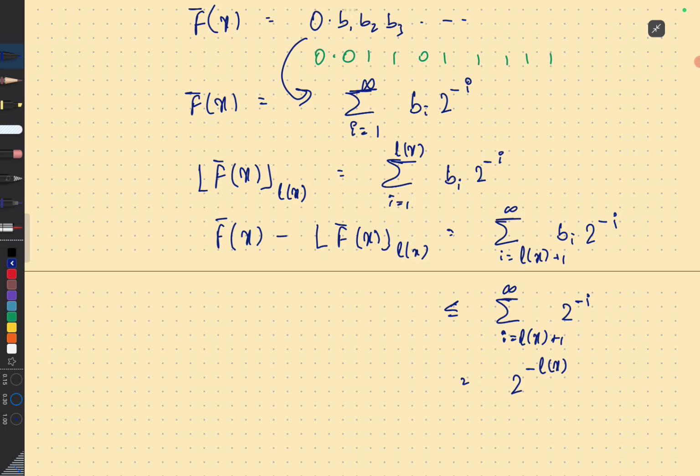And for the lengths, if L of x is ceil log 1 over p of x plus 1, the code is prefix-free. So this code is called the Shannon-Fano-Elias code.